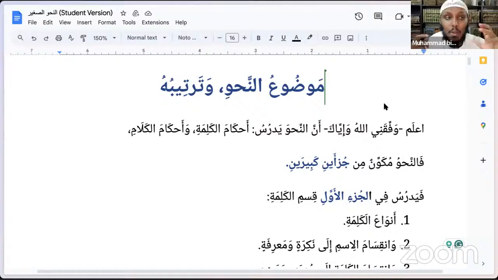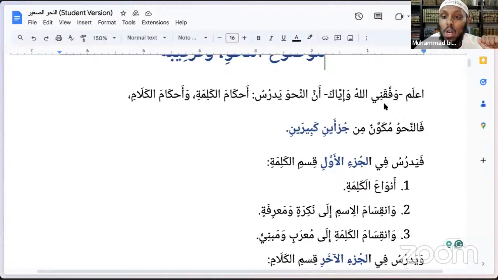Ahkamul kalam, now we're talking about these words in a context. When we put them in a sentence, what roles can this word play? So he says, النحو مكون من جزئين كبيرين. Nahw consists of 2 big parts. أحكام الكلمة and أحكام الكلام.